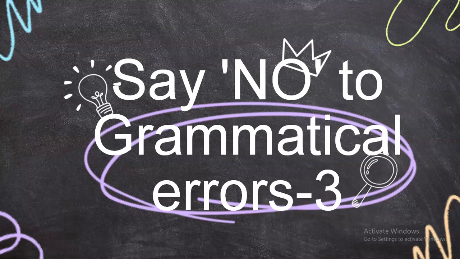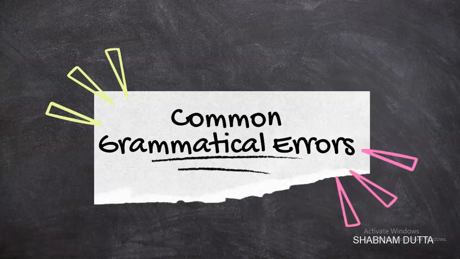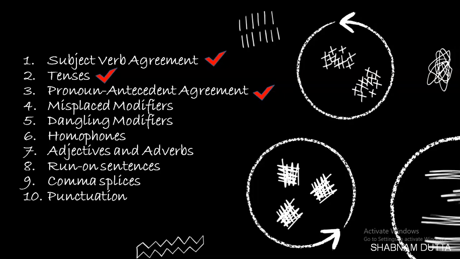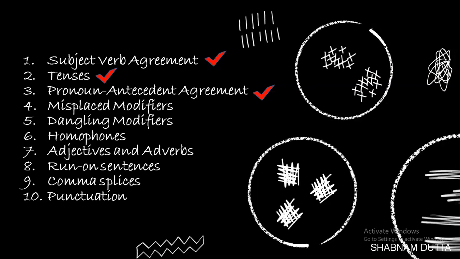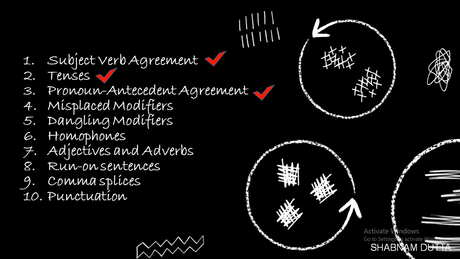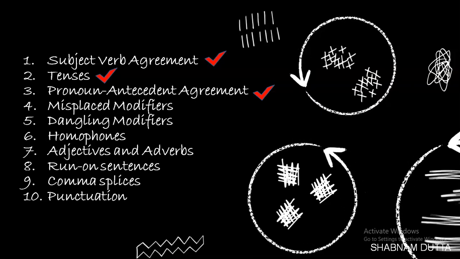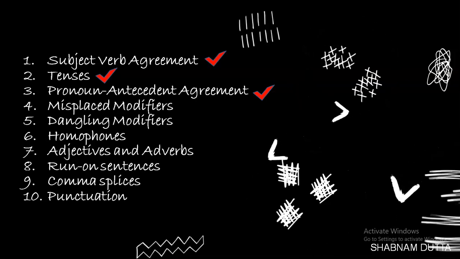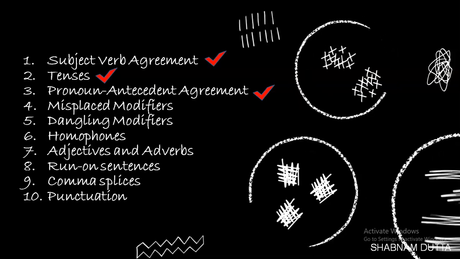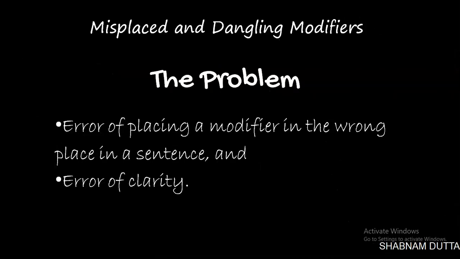In the last 2 videos, we have already learned about the mistakes we often make while writing, like subject-verb agreement, tenses, and pronoun antecedent agreement. Now, without much ado, let's accelerate our journey. The next 2 problems in the list of common grammatical errors are misplaced and dangling modifiers. First, let's start with misplaced modifiers.